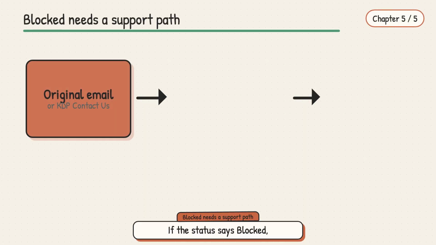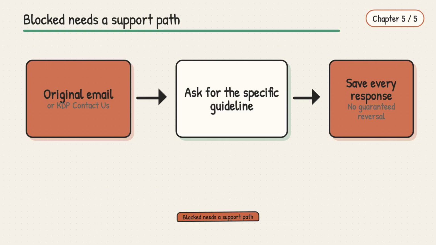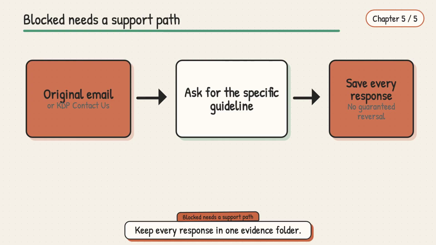If the status says blocked, use the original email thread or KDP contact us. Ask what specific guideline needs clarification. Keep every response in one evidence folder. Automation can help prepare the book, but only KDP can change a KDP decision.